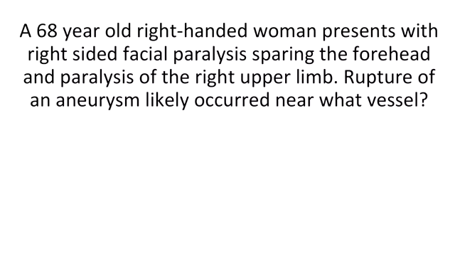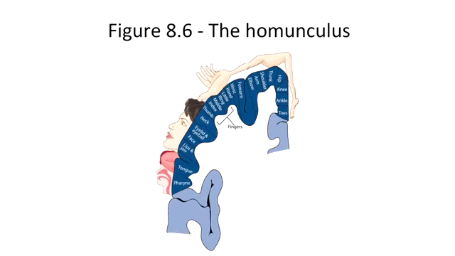Okay, from the question we know that the patient has right-sided facial paralysis, sparing the forehead, and paralysis of the right upper limb. These symptoms should immediately make you think of the homunculus and its vascular supply. Let's pull up the homunculus so you can more clearly see what's happening. This is figure 8.6, which shows the homunculus.